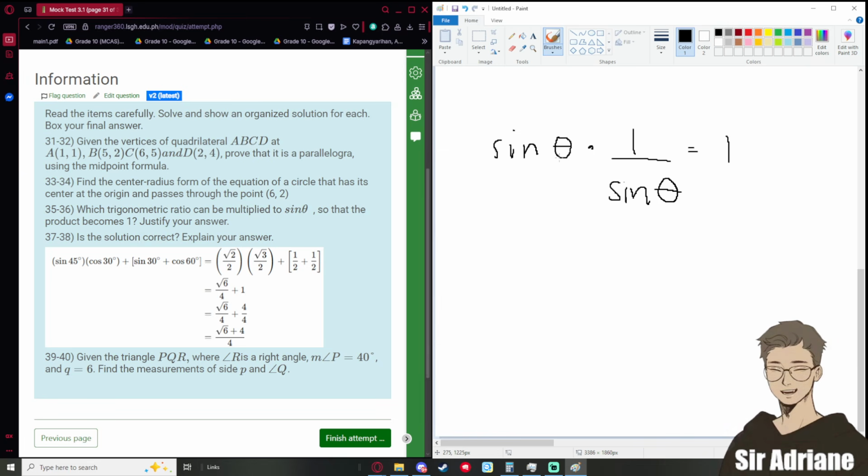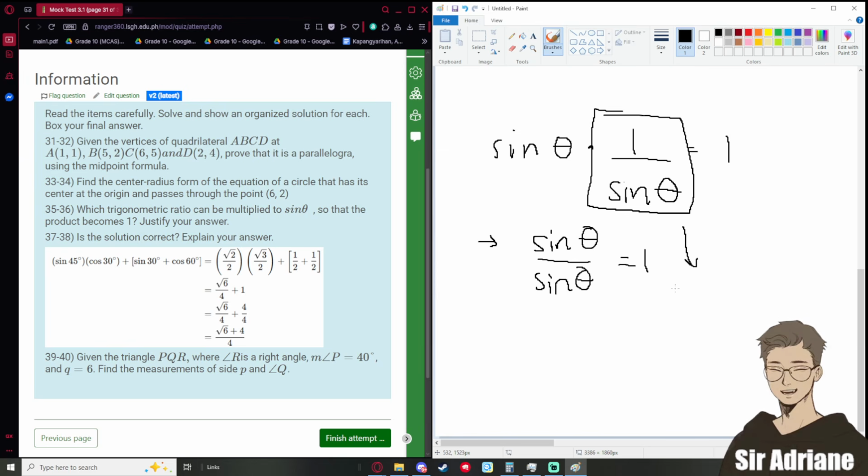And this makes sense because sine of theta, if we multiply that by 1 over sine of theta, just becomes sine of theta over sine of theta, which is equal to 1. But, so, sir, are you saying that this is our answer? Well, technically, yes, it's 1 over sine of theta. But 1 over sine of theta can be simplified to a trigonometric ratio, which is the reciprocal of sine of theta, which is cosecant of theta. And this is our simplified final answer.